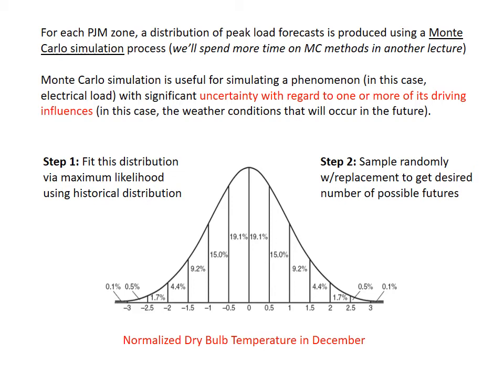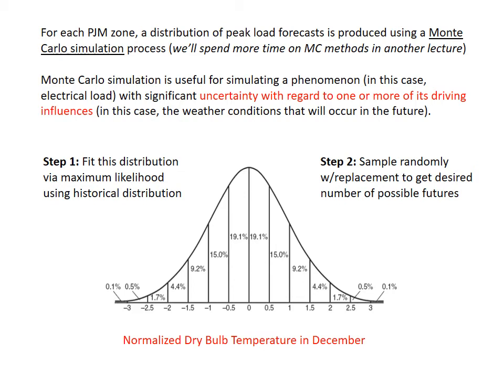The first step of this is to fit a distribution via maximum likelihood around whatever weather parameter we're thinking about, right? For example, you could have normalized dry bulb temperatures in December. If you're just trying to do a regression of what peak electricity demand in December is going to be, you could say, we're pretty sure we know what the GDP is going to be. We're pretty sure we know what population growth and what appliances people are going to be using. But we don't know what the temperature in December is going to be like.